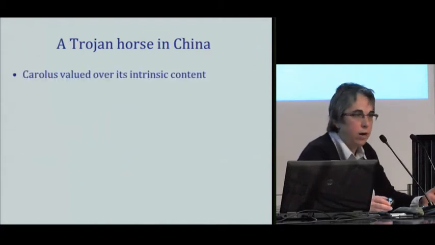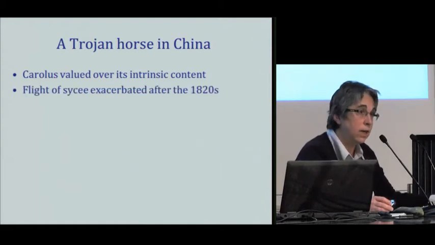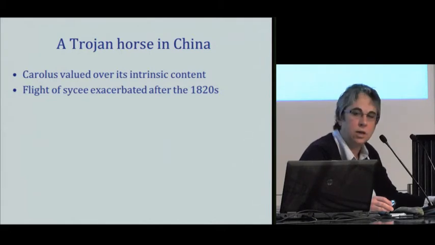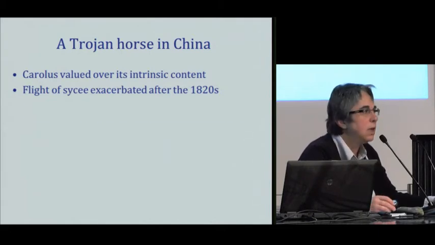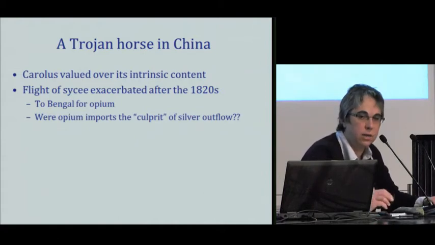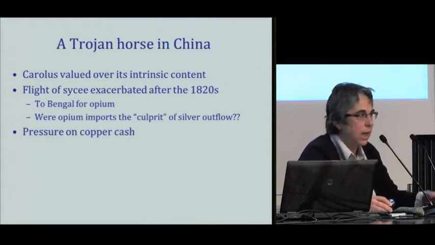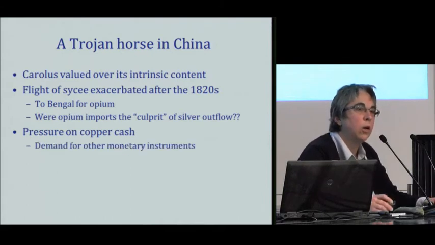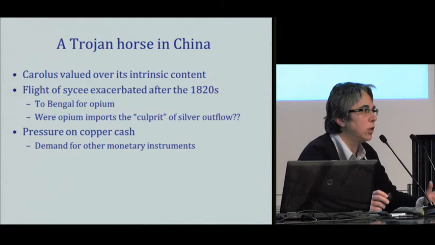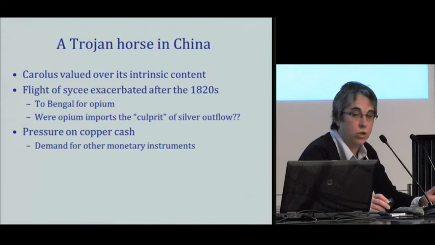Because the Carolos are valued over the intrinsic value, and sycee leaves China, given this possible arbitrage after the 1820s, that goes to Bengal for opium. I wonder if opium is really the culprit of China's desilverization. We can discuss this later. That puts pressure on the copper cash. And unsurprisingly, all kinds of local authorities with the capacity to coin or mint copper would do so.